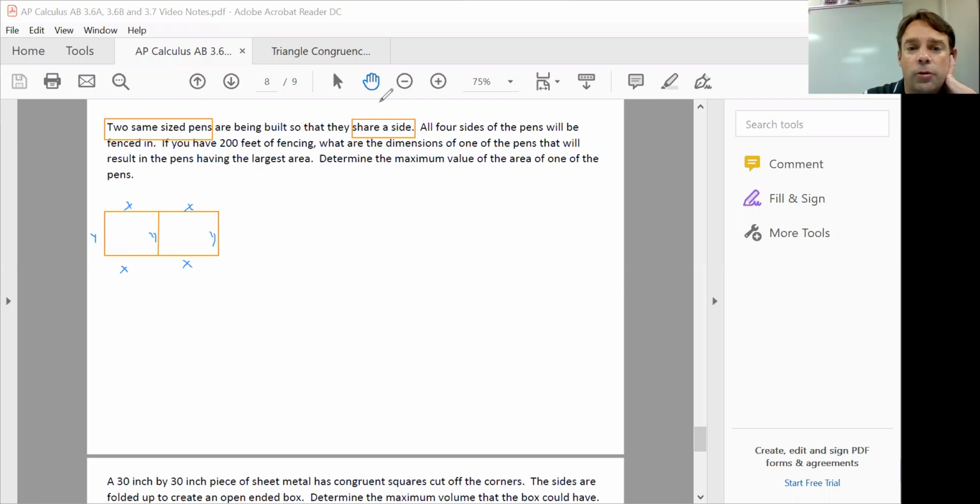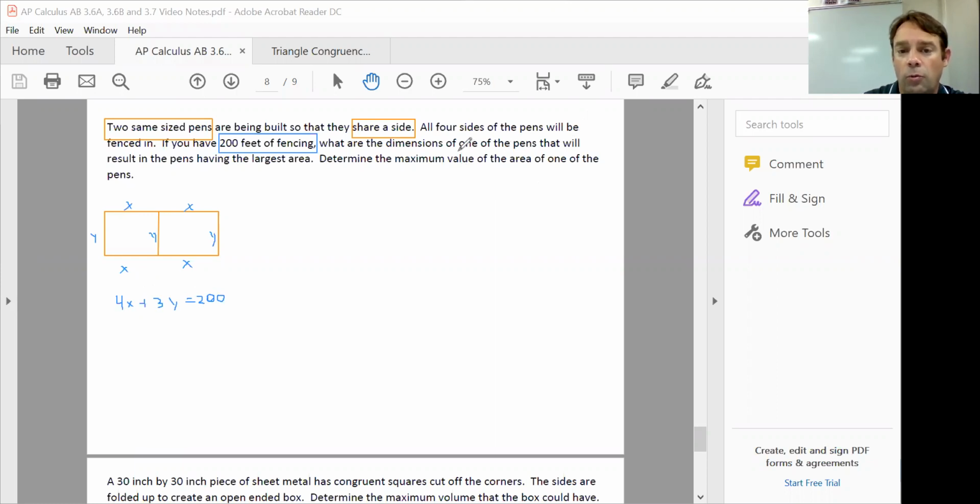And let's see here. We were told we had 200 feet of fencing. So that meant 4x plus 3y is 200. What are the dimensions of one of the pens that will result in the pens having the largest area? Determine the maximum value of one of the pens.